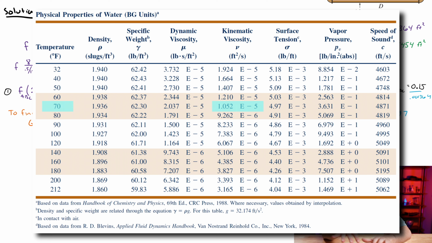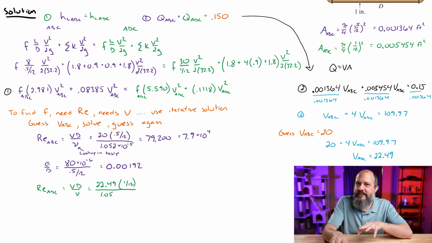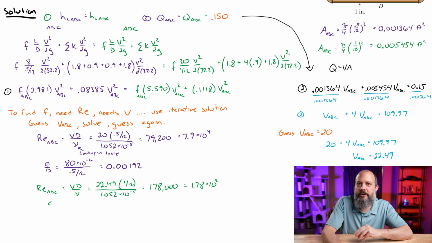So to use Reynolds number, I have to look up viscosity in a table. And for D in the numerator, the diameter, I need to make sure that I'm working in feet because that's what all of my other units are. I get 7.9 times 10 to the 4th for the purple Reynolds number. And 1.78 times 10 to the 5th for my green Reynolds number.